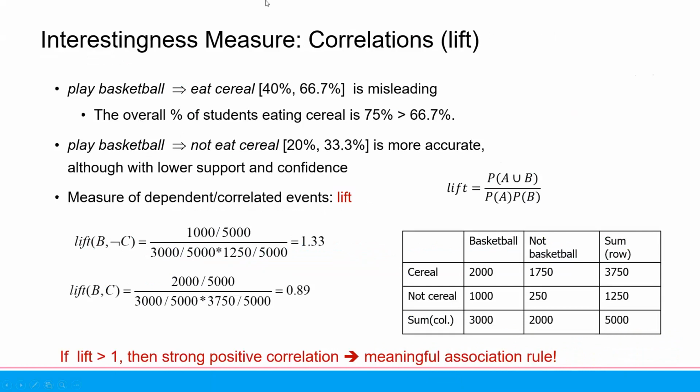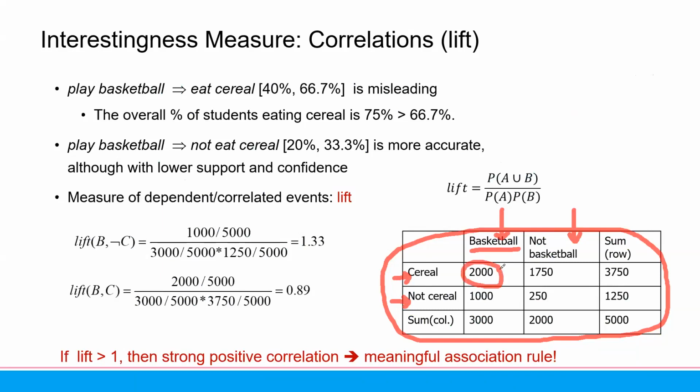So let's see this table. In this table, we have basketball, not basketball, cereal, not cereal. So maybe I can say that this is the number. We have 2000. It means from our data, we have 2000 who play basketball, and they also eat cereal. If we have not basketball, we have data where the person does not play basketball and eats cereal.